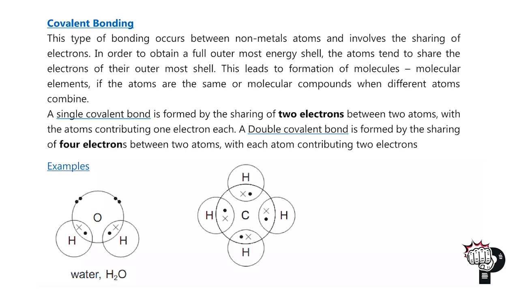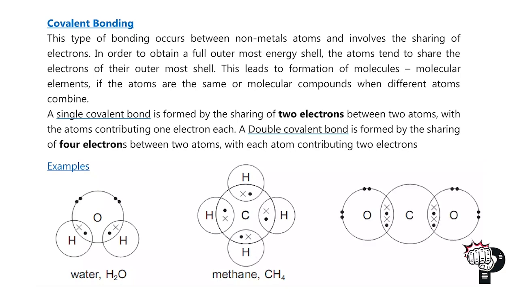We also look at methane, CH4, where there is 1 carbon atom and 4 hydrogen atoms. And also look at carbon dioxide, CO2, 1 carbon atom and 2 oxygen atoms. Let us demonstrate how the bonds are formed. These are called dot and cross diagrams because the electrons are represented by dots and crosses.